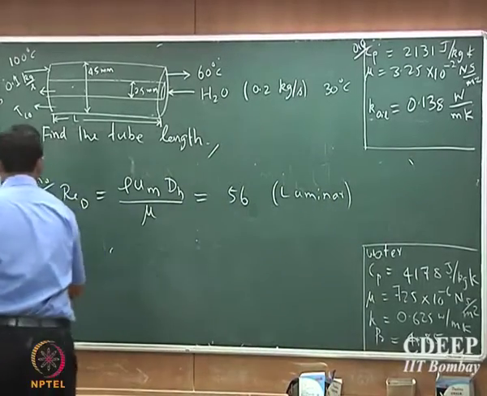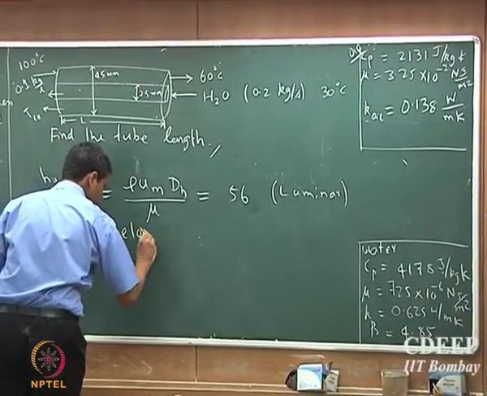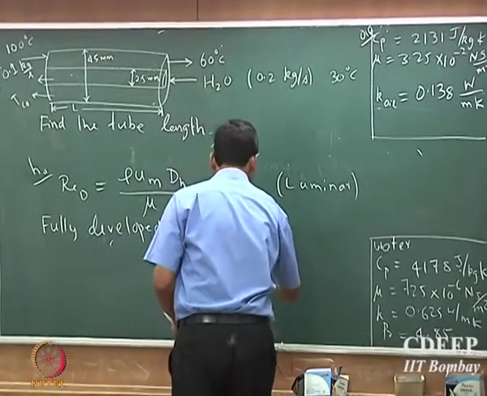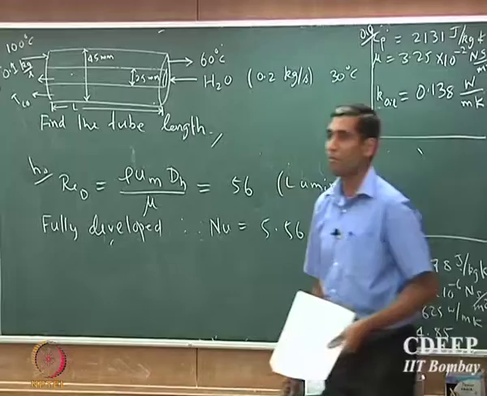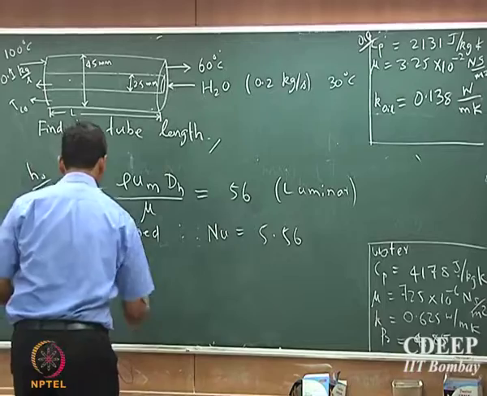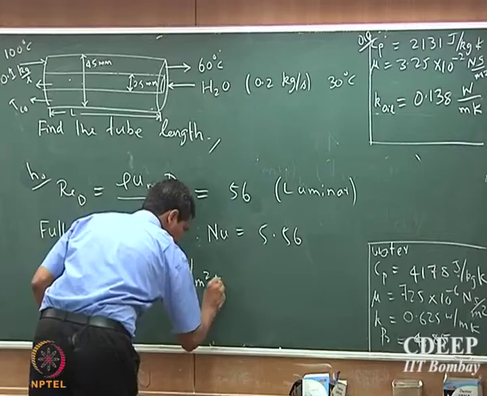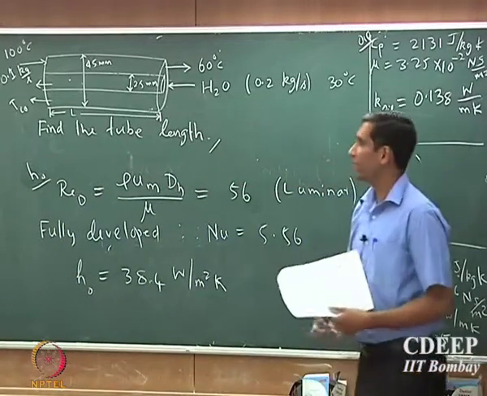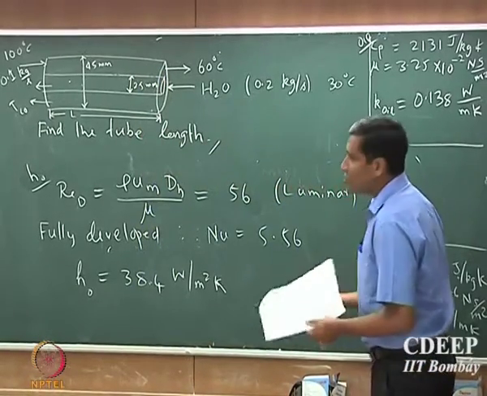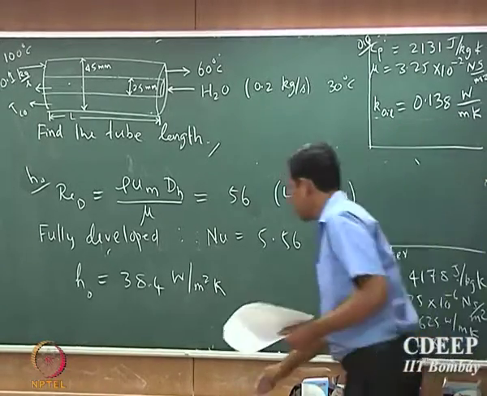So, if you assume it's laminar flow and you assume fully developed conditions, the Nusselt number is constant for that, and it's about 5.56. That's the Nusselt number for that system, and from here we can find out Ho is 38.4 watt per meter square Kelvin. So, that's the heat transport coefficient for the exterior of this tube. And so, now we know U, we know delta T LMTD, we know Q, so we can easily plug it in the expression.